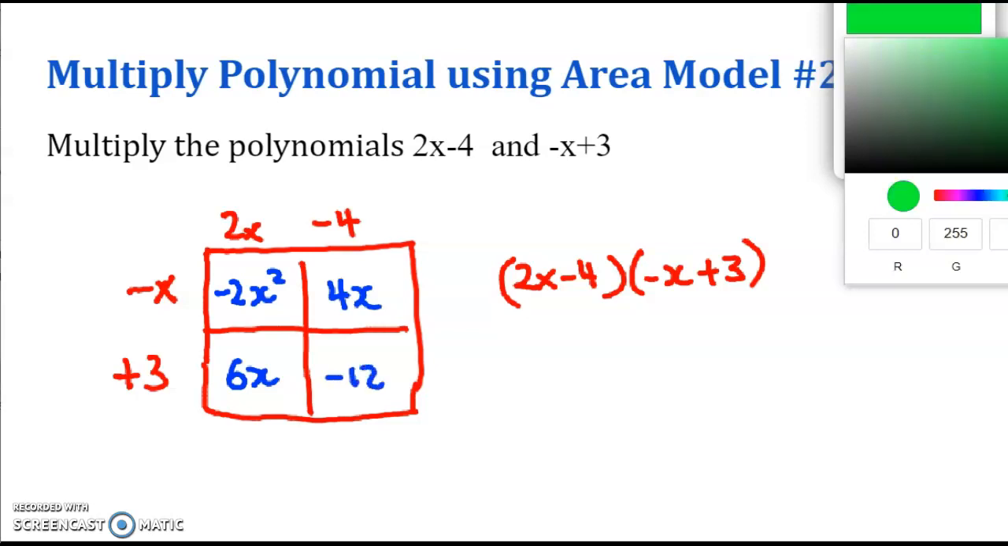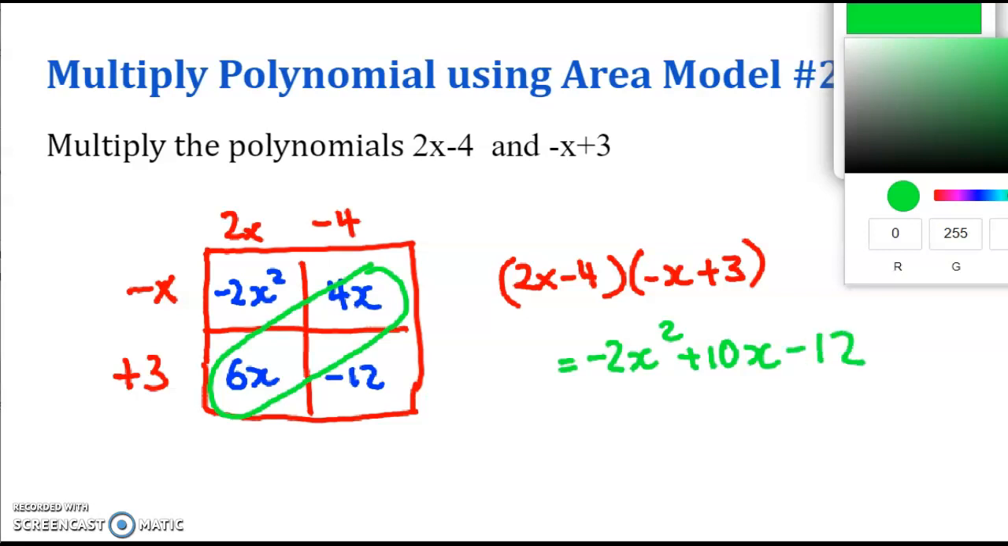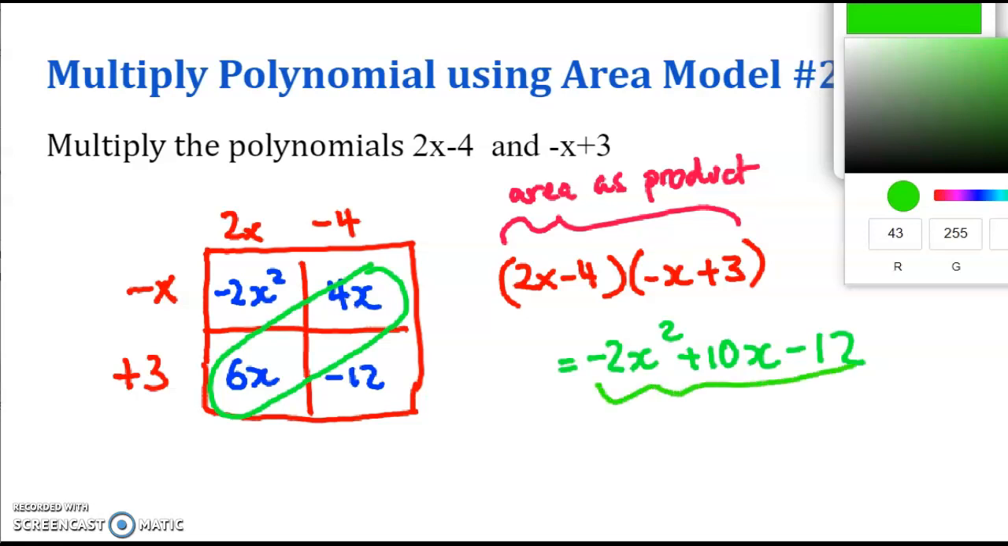Okay, but then I am not done. I do need to combine the like terms. So I need to combine 4x and 6x. So when I do that, what do I get as my final answer? I get negative 2x squared, that's from this part, and then 4x plus 6x is 10x, and then minus 12. So this is the area as the product of length and width, and this is the area as the sum.